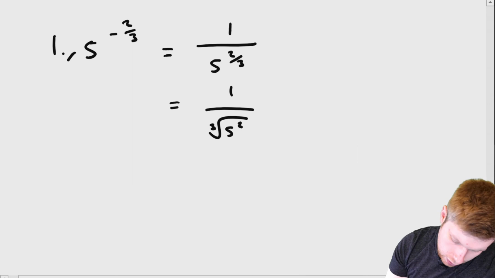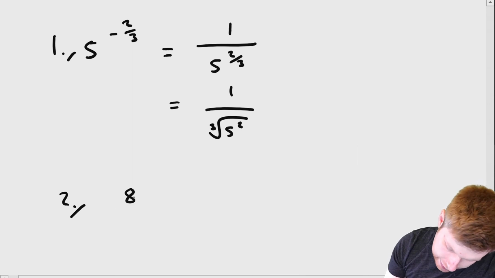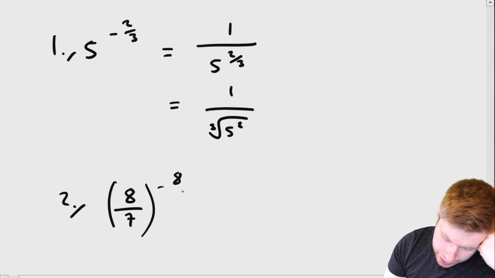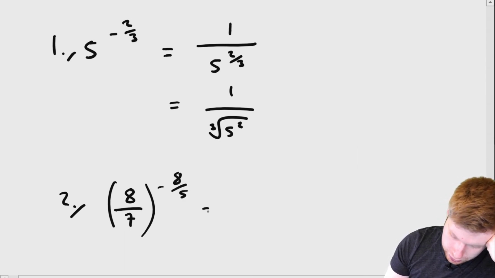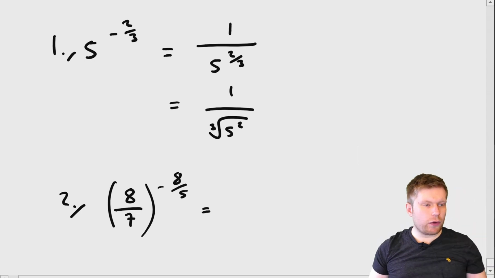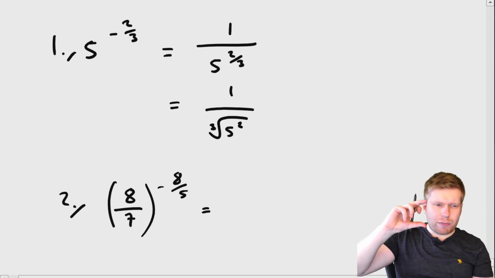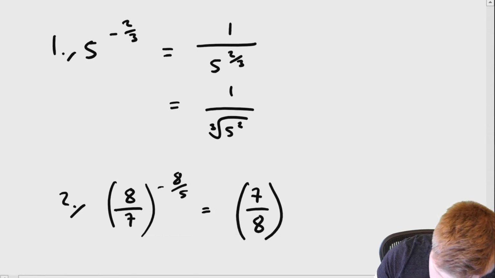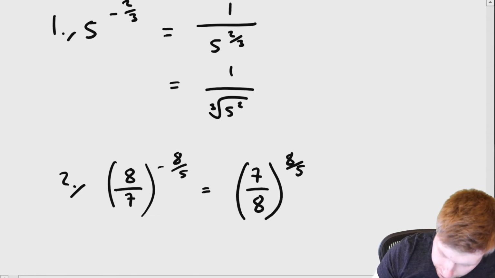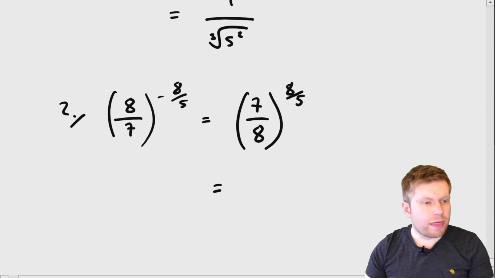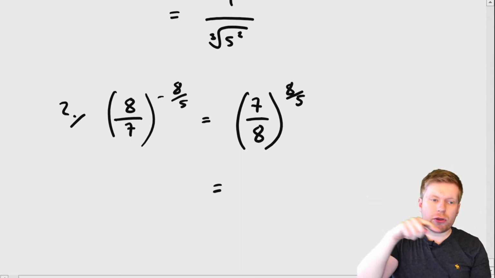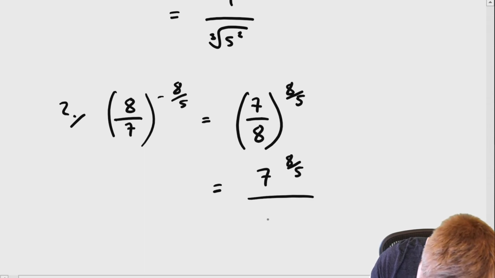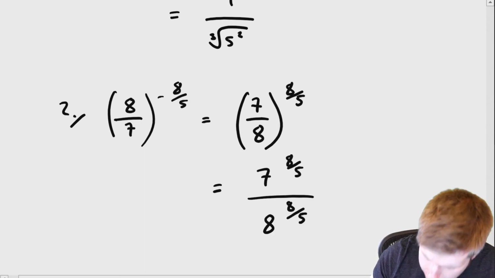So that works. What about something like this? What about 8/7 all raised to the power of -8/5? Well, let's first of all deal with the negative. The negative means that you should flip it upside down. So take the fraction, flip it upside down, and raise it to the positive power, which in this case is 8/5. Then I'm going to put the 8/5 on both the numerator and the denominator. So the 8/5 goes here and the 8/5 goes here as well.